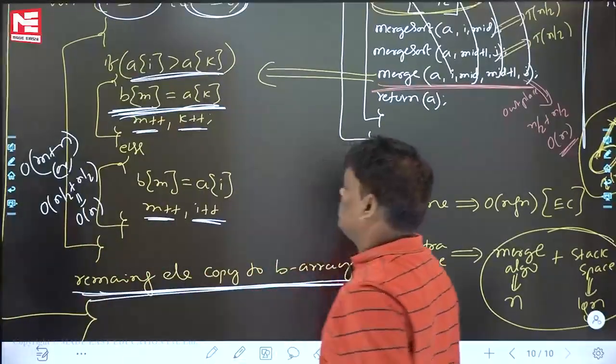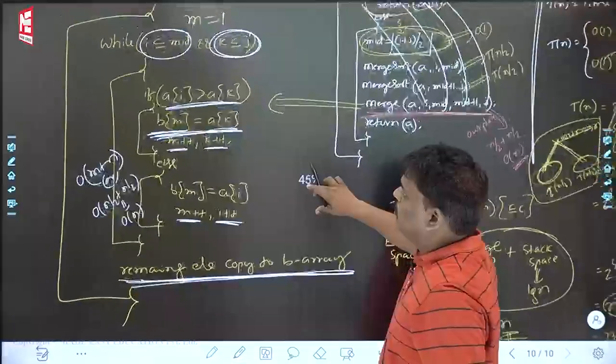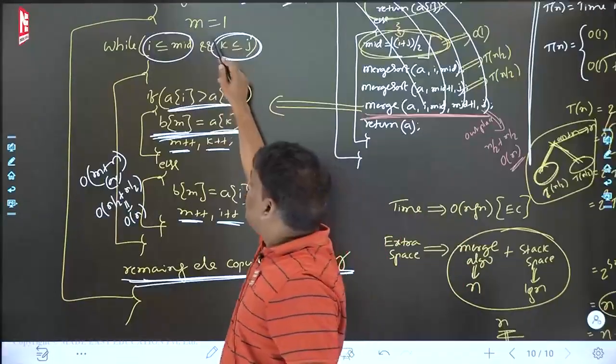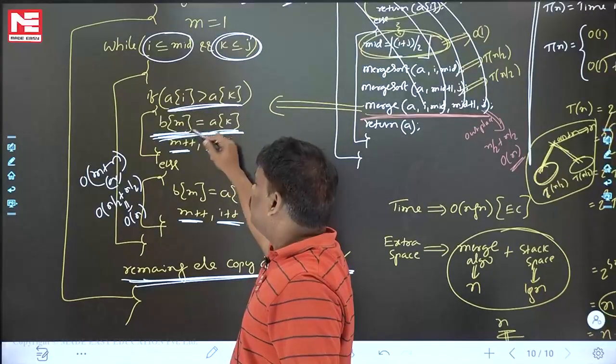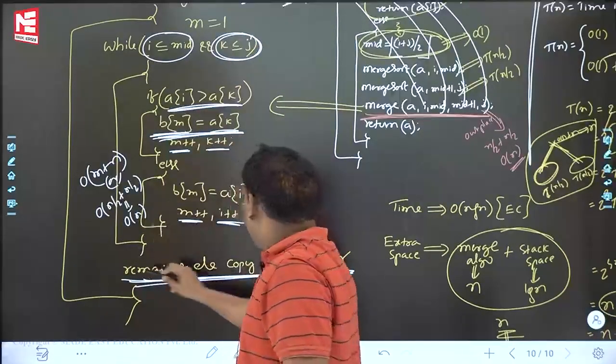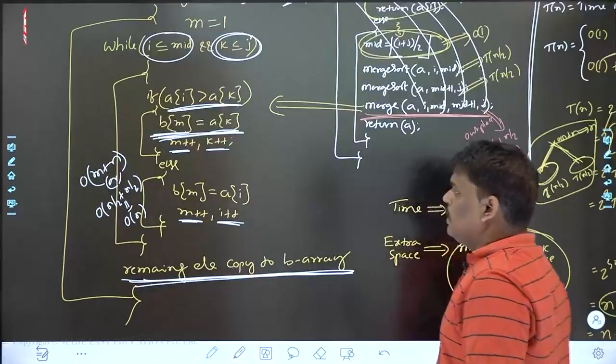This is the algorithm for this. This is the merge algorithm. Both the groups not over, then compare first elements. Whichever is smaller, keep in the B array. Right? Suppose one group is over, remaining elements copy to B array. This is the merge algorithm.